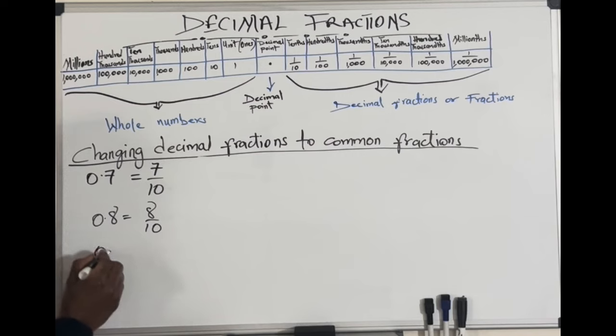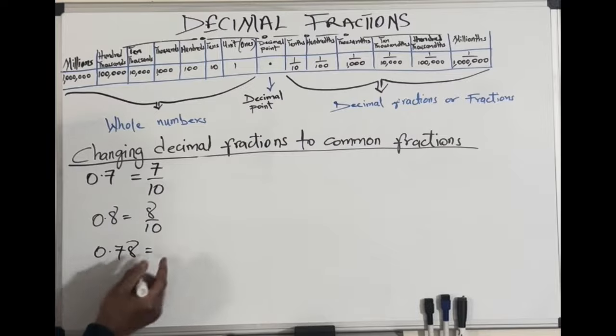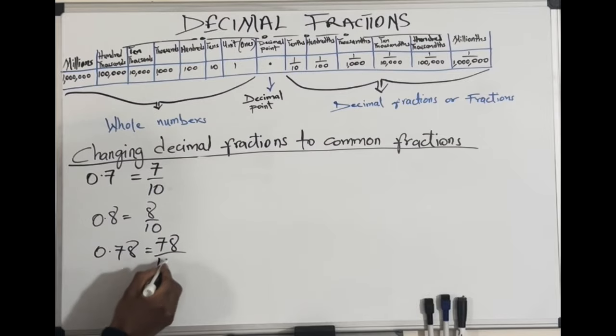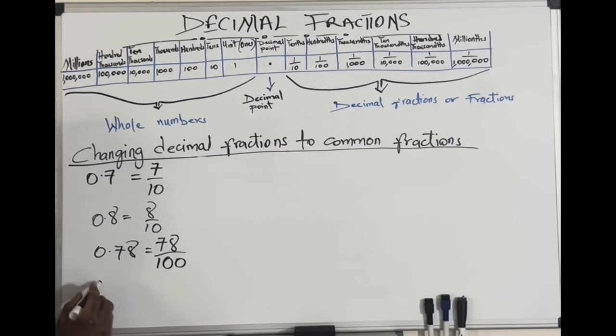What about 0.78? The natural numbers are 7 and then 8. So they will be the numerator. Then over, how many numbers come after the decimal point? 1, 2. Then we'll put 1, 2 zeros. Okay, what about 0.078?